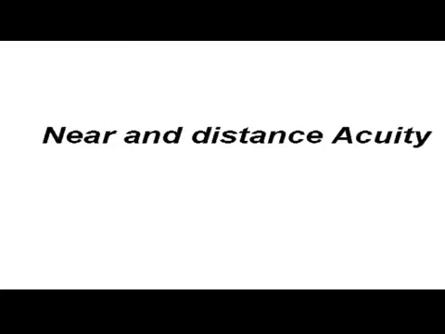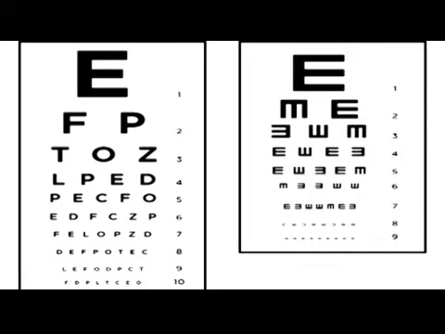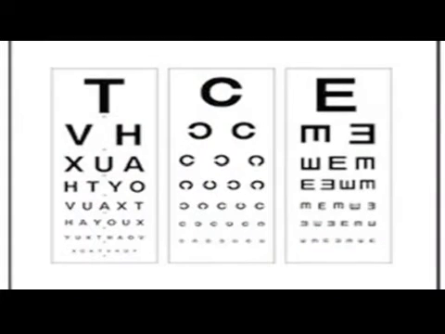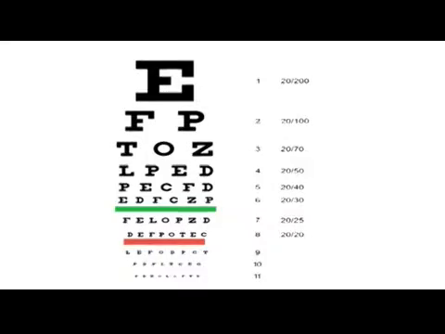Near and distance acuity. An acuity measurement is taken at near range using a near vision acuity chart. This measurement is often recorded in print size. For example, the teacher may record that the child can read large print. Distance visual acuity is typically measured at a distance of 10 or 20 feet. A distance vision chart such as the Snellen is often used.